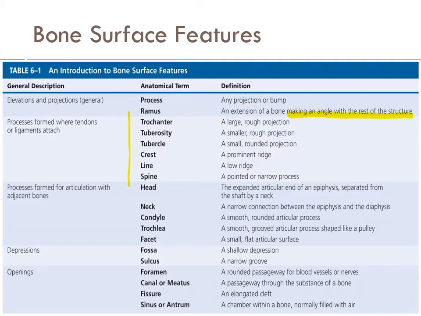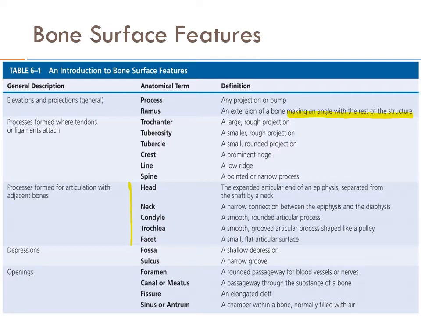A process is formed for articulation with adjacent bones. Articulation is the fancy word for a joint. So where two bones come together, we have processes that are involved in those regions.